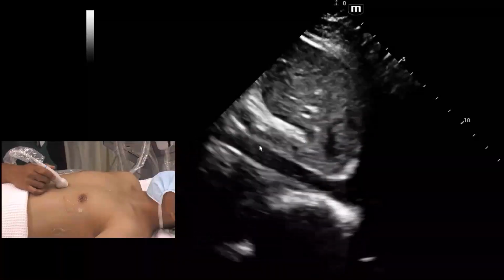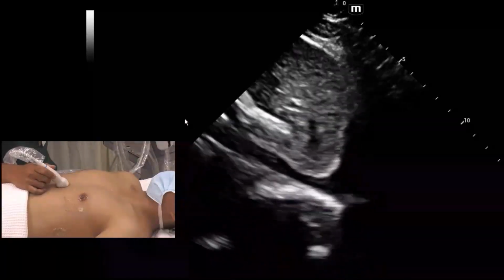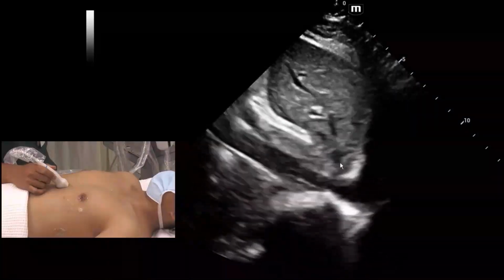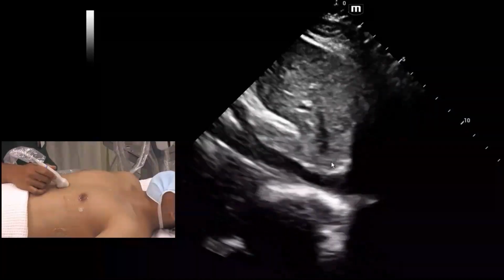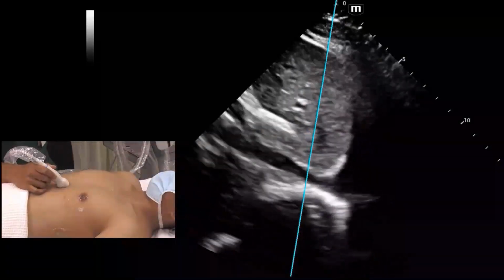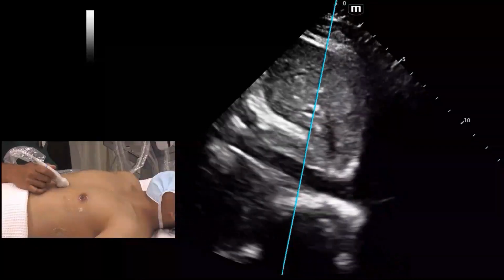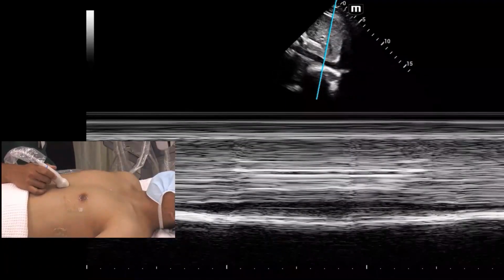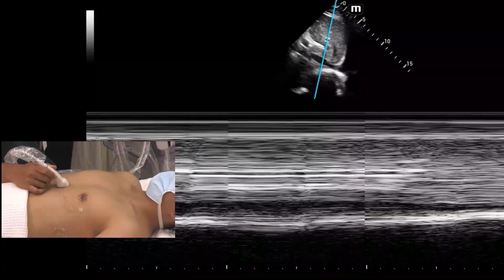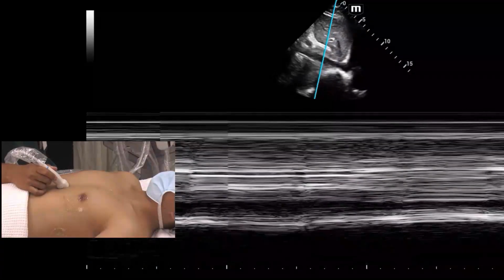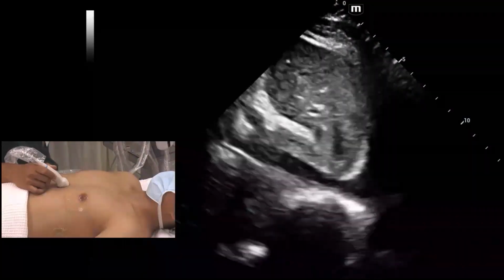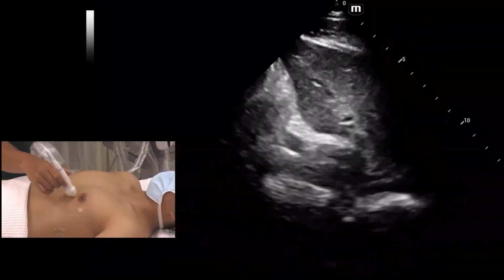So the IVC must be measured before it passes the right hepatic vein. For example, I take this area. So you can see the IVC varies during inspiration and expiration, right? Can you see that?